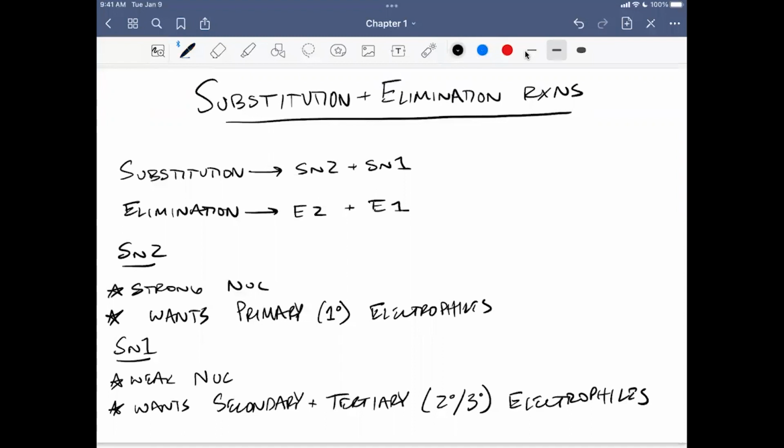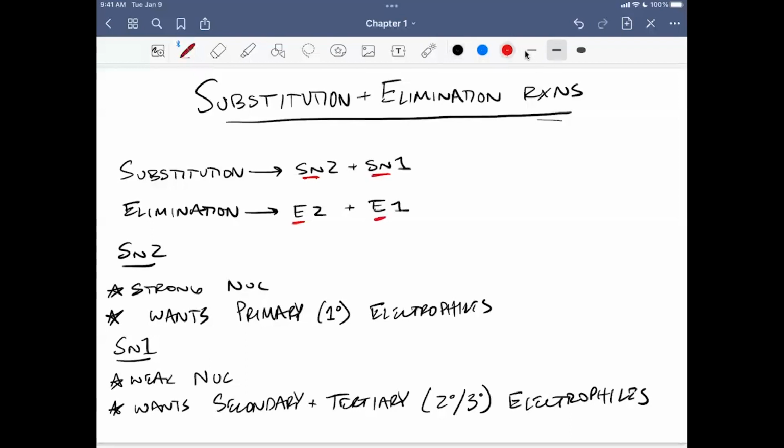So first thing off the book, substitution is SN2 and SN1. That SN is a dead giveaway that you're dealing with substitution. So just some basic things to think about. And elimination is E2 and E1. So when your professor says, oh, you're doing E2, that means you're doing elimination that deals with a double bond and all of that.